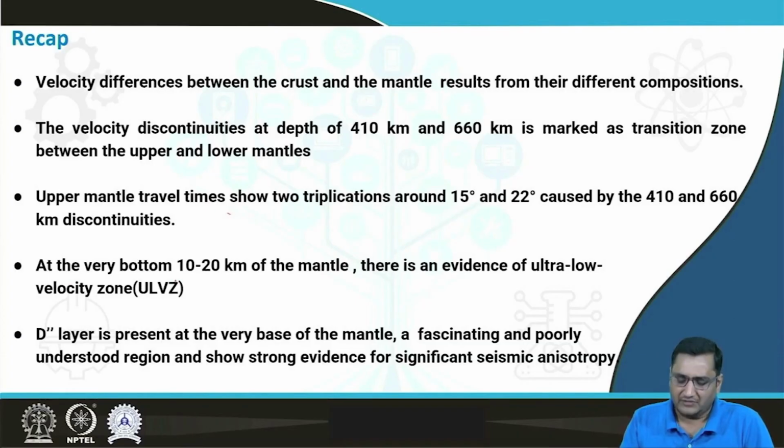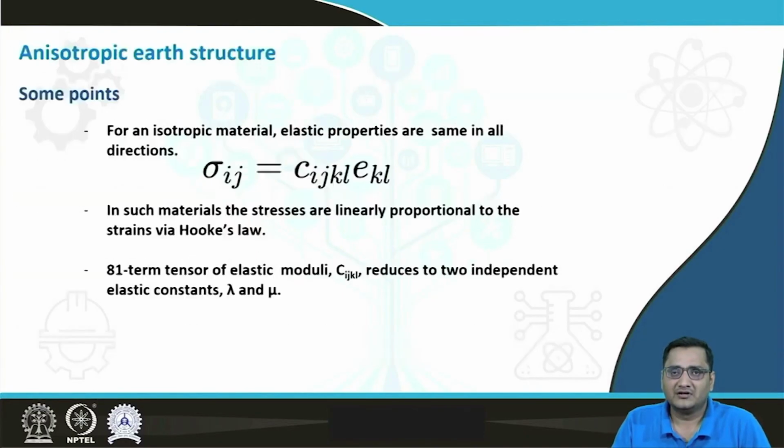At the very bottom of the mantle, there is another layer, a very ultra low velocity zone with a thickness of around 10 to 20 km. The D double prime layer is also present at the base of the mantle, which is a fascinating and poorly understood region and shows strong evidence for significant seismic anisotropy. So this was the recap of the previous module.